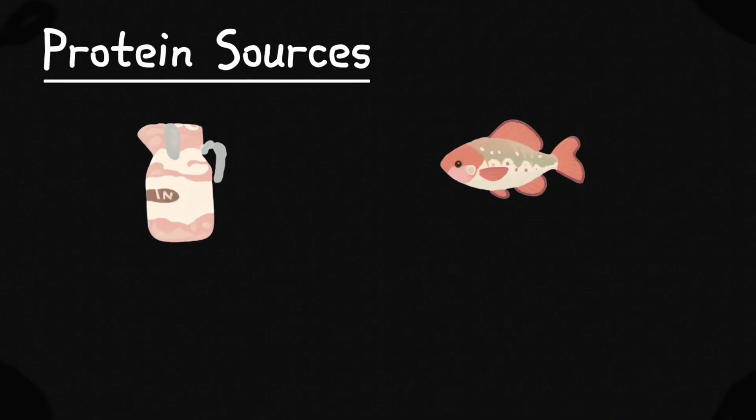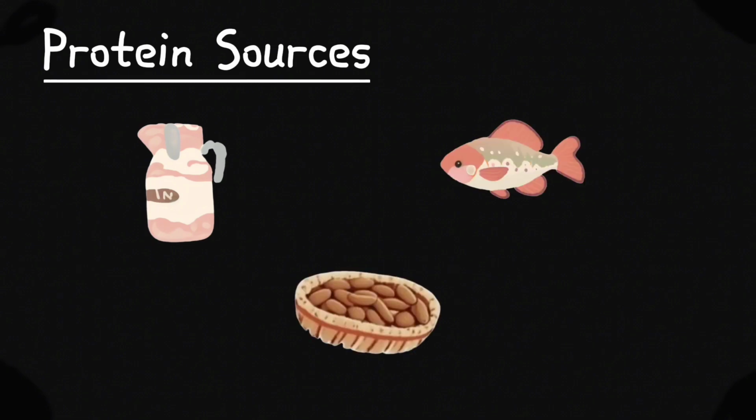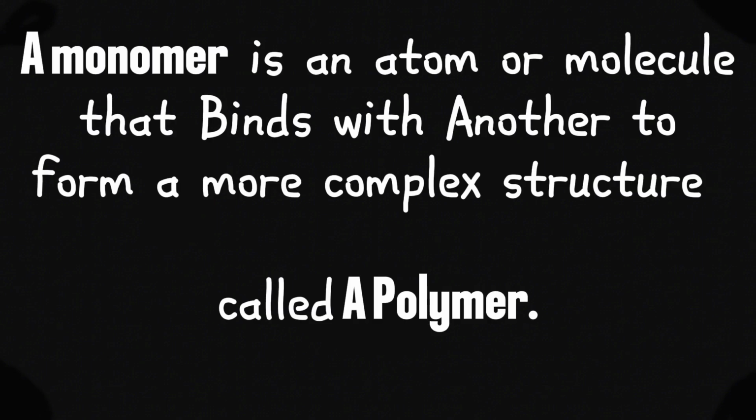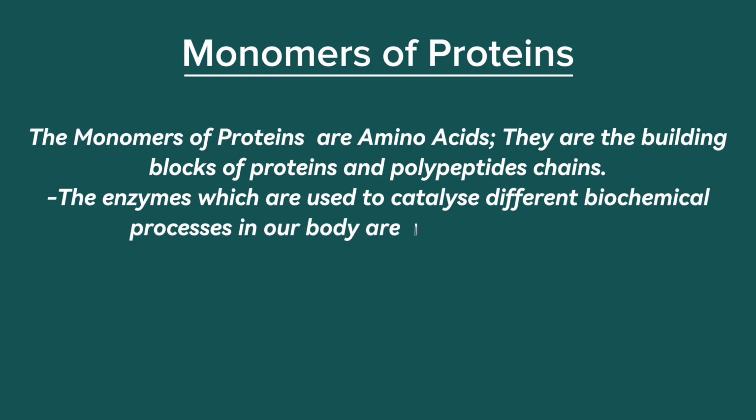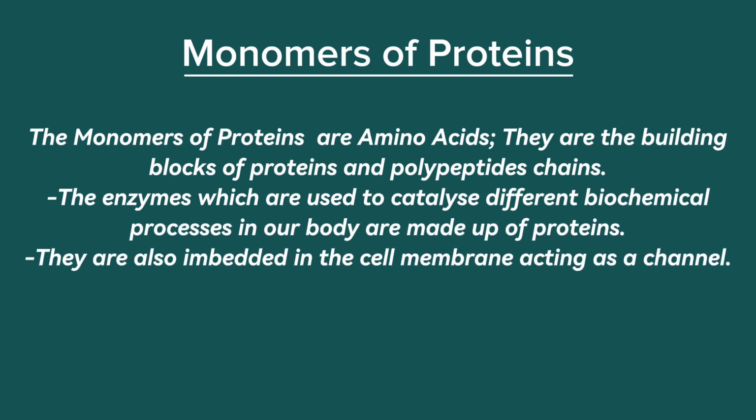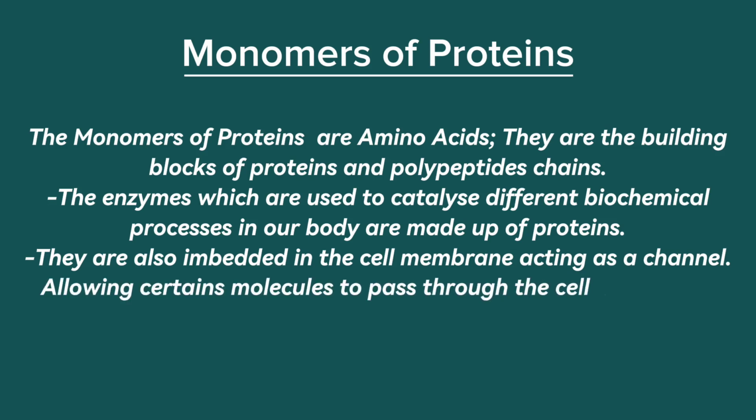We'll begin with protein. Sources of protein are like milk, fish, beans, etc. They are made up of monomers. We'll talk about monomers. We are talking about atoms or molecules that bind together to form a more complex structure called a polymer. The monomers of proteins are amino acids. Now these amino acids bind together to form proteins and certain polypeptide chains. The enzymes which are used to catalyze biochemical processes in the body are made up of proteins. And also, proteins are embedded in the cell membrane, acting as a channel, allowing certain molecules to pass through.